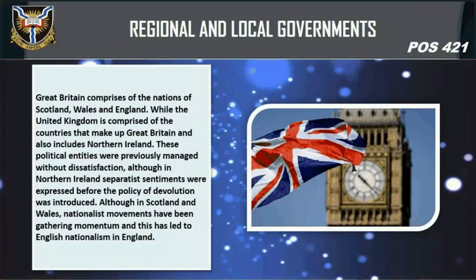Regional and local governments. Great Britain comprises the nations of Scotland, Wales, and England, while the United Kingdom comprises the countries that make up Great Britain and also includes Northern Ireland. These political entities were previously managed without dissatisfaction, although in Northern Ireland, separatist sentiments were expressed before the policy of devolution was introduced. In Scotland and Wales, nationalist movements have gathered momentum, and this has led to English nationalism in England.